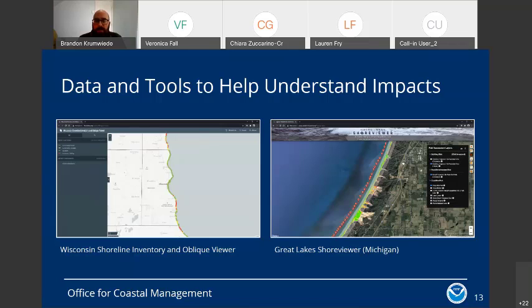There are several other tools coming online from other partners in the Great Lakes to help people get a much more local understanding of how water levels change and alter their shorelines. Next slide.